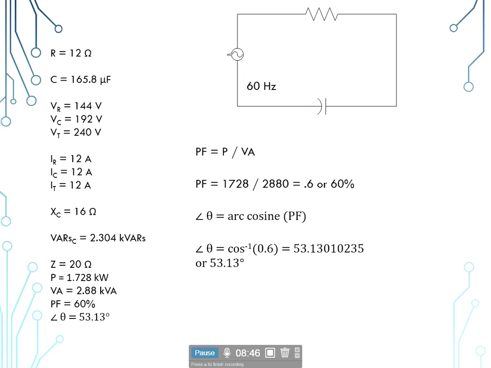The reason the power factor can be a percentage is because it is a ratio. A ratio is a percentage, right? So it's a ratio of the true power to the apparent power.